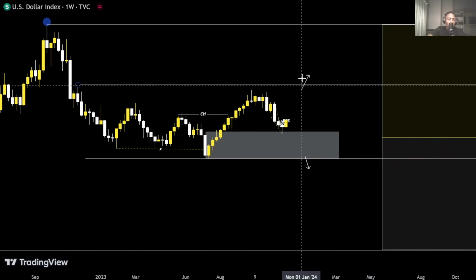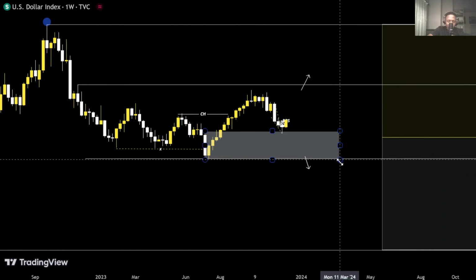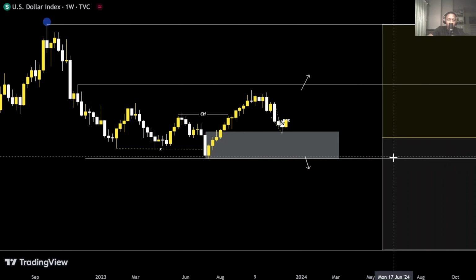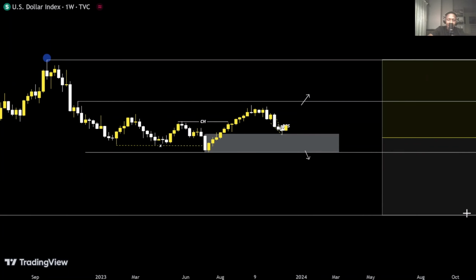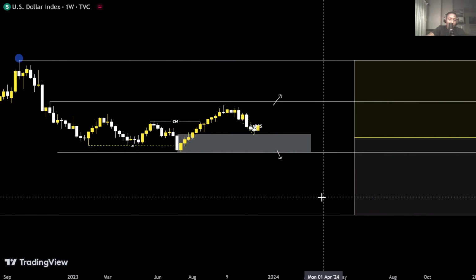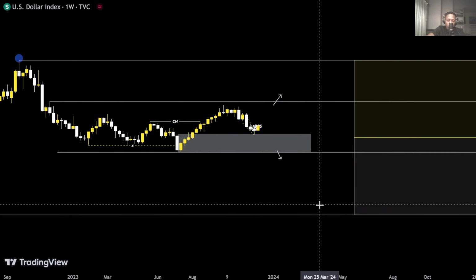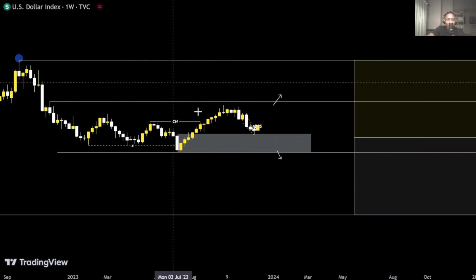Price could get to this point and just bounce off of here, return back to this area, bounce off of here, and we could just play around it until something really happens in terms of the breaks, something different that really shakes the economy. But overall, I still see the dollar index going higher and higher.